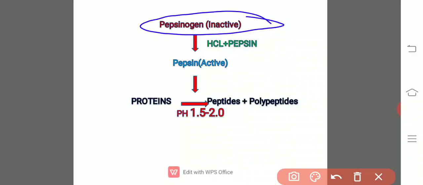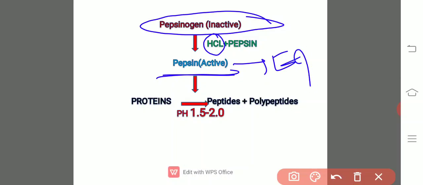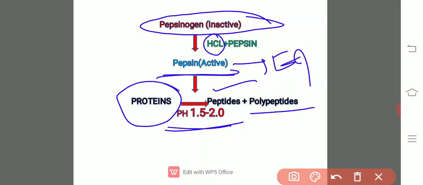As and when the HCl interacts with the pepsinogen, pepsinogen gets converted into pepsin, which is the active enzyme. This pepsin acts upon proteins and degrades them into polypeptides and peptides. The optimum pH for the functioning of the pepsin is highly acidic, which is between 1.5 to 2 pH.